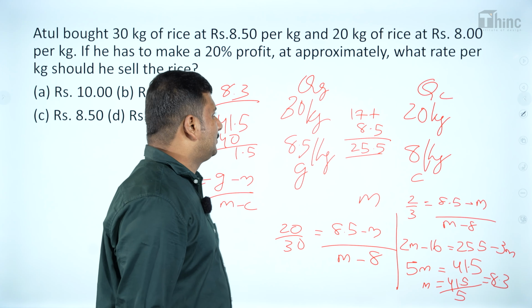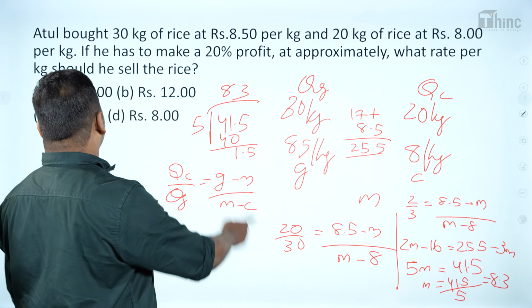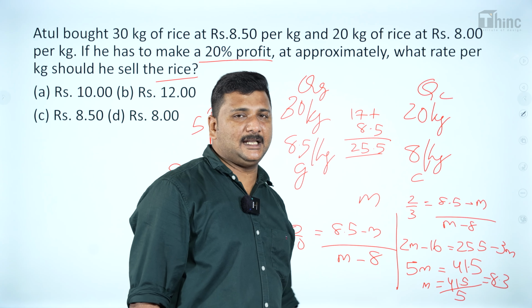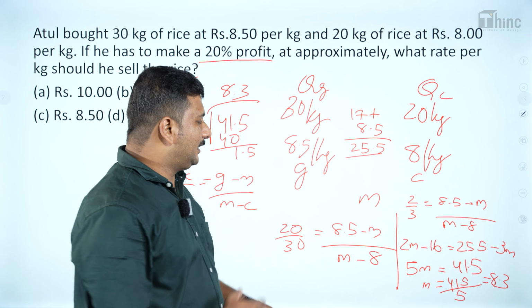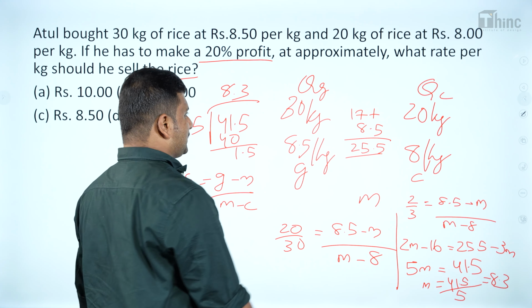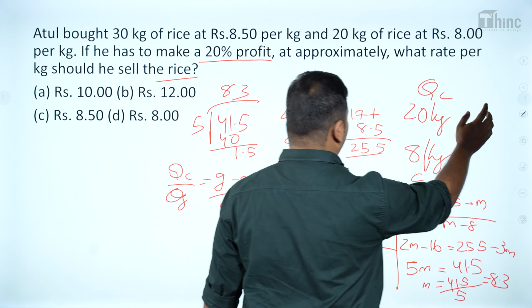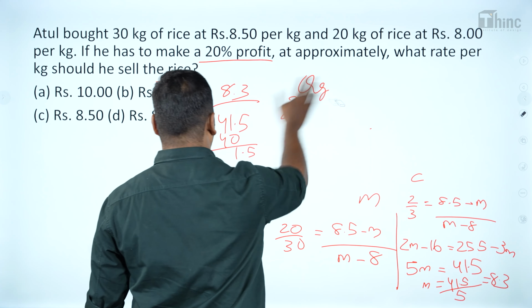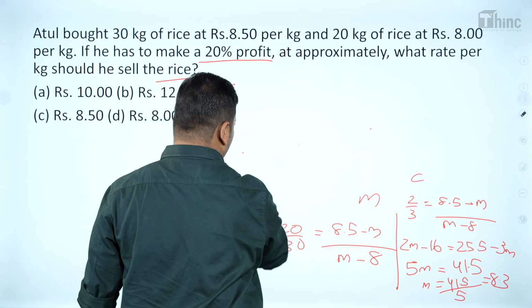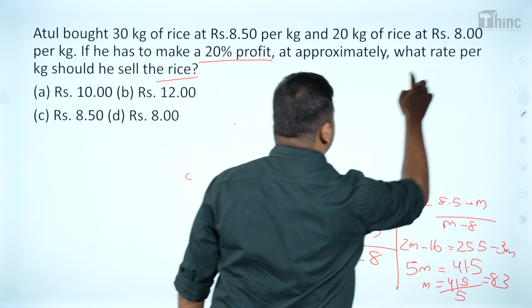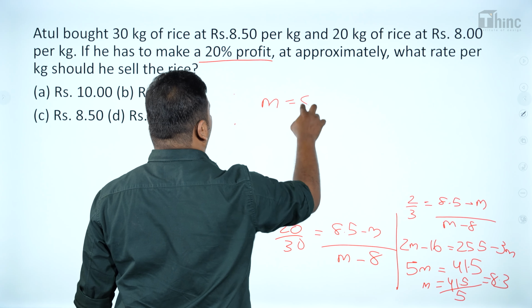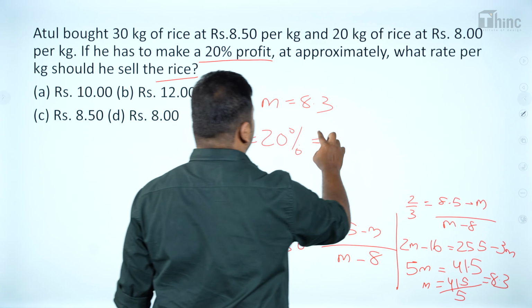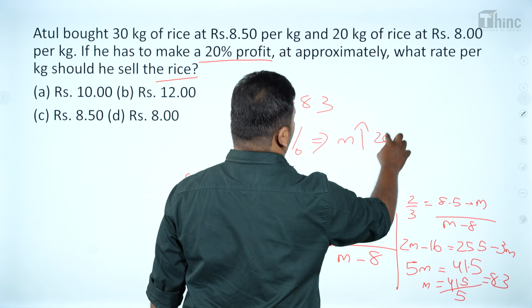So we got the actual mixture price. But what is the question actually? At what price you need to sell to make a 20% profit is the question. So the actual mixture price is 8.3. To make a 20% profit, he has to increase it by 20%. So how can he increase 8.3 by 20%? Now we are going to increase it by 20%. There needs to be a profit of 20%. That means the mixture price needs to be increased by 20%, right?